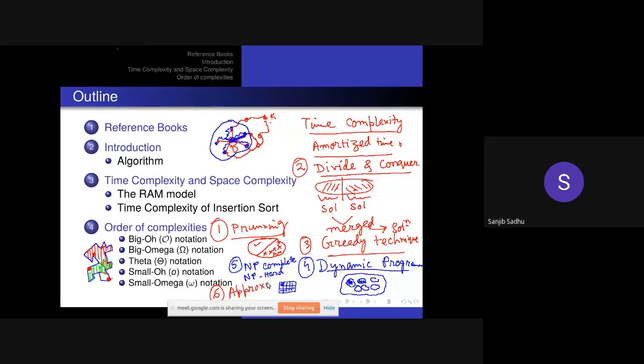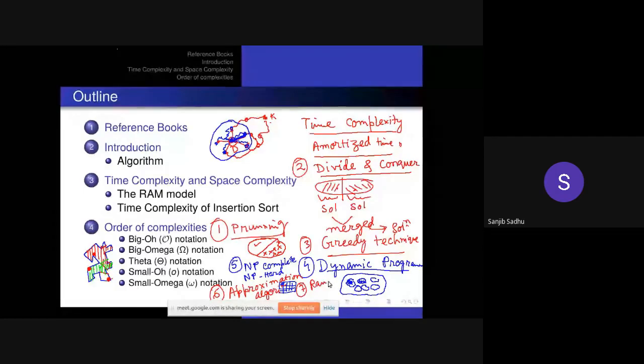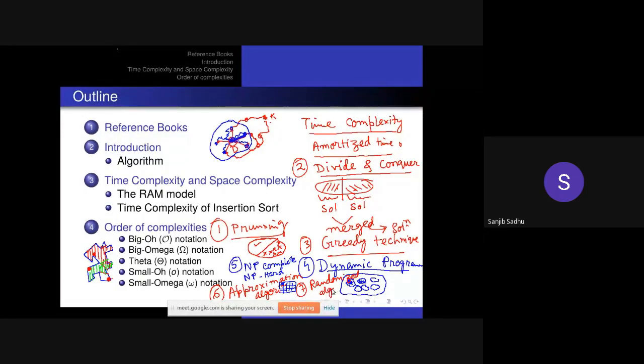Approximation algorithm. Okay. So how to solve using that technique? That is another chapter. And similarly, there are other types, which I do not know actually. Another case is the randomized algorithm. So all these topics you will learn throughout this semester.